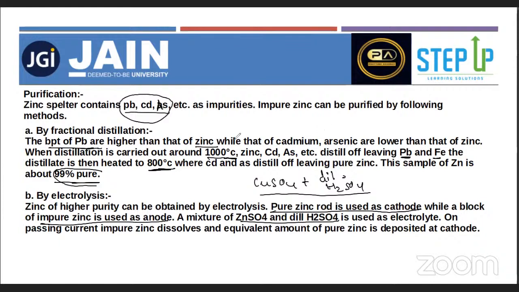Now, here we are saying Pb has a higher melting point. Now I'm talking about cadmium and arsenic, which have around 1000 degrees. So you don't have to remember all this temperature data exactly. What is obtained by fractional distillation is 99% pure. Here also, whatever you obtain is 99% pure.